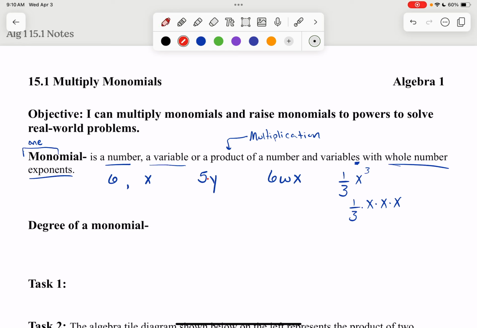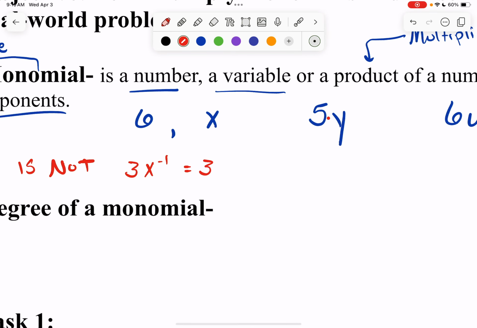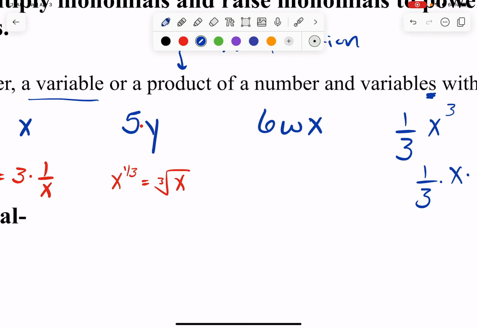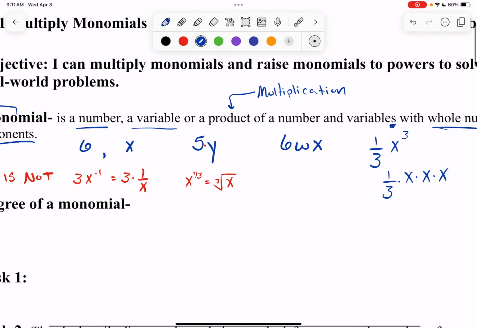So, things a monomial is not. For example, it couldn't be 3 times x to the negative 1, because x to the negative 1 is 1 over x, and that's like a division by x, not a multiplication by x. So that is not a monomial. Another one is having x to the 1/3. Not a monomial because that's the cube root of x, and you can't have the variable inside a cube root. Now, you can have a number inside a root because that's just a number.